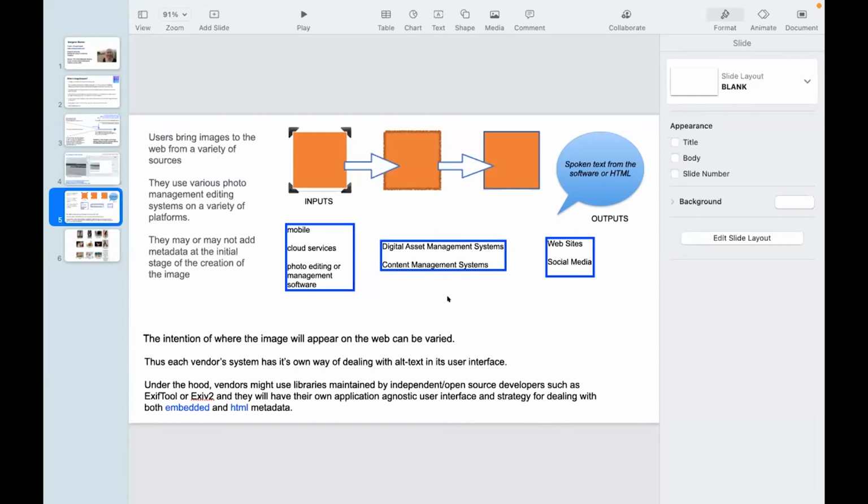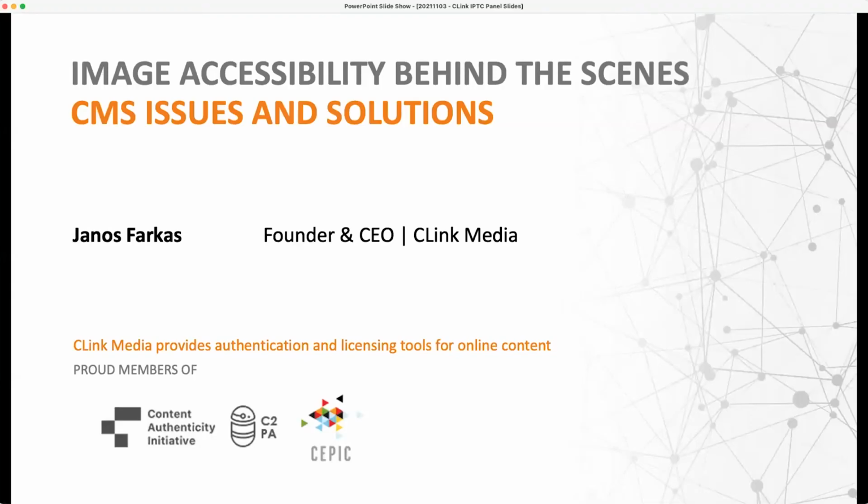Okay, if you can stop your share, Margaret, so Janos can load his slides, I'll give a brief intro. Janos Farkas is the CEO of CLink Media, Inc. In this role, he leads a team working on content authentication and licensing tools for online content. He represents his company at the Content Authenticity Initiative, the Coalition for Content Provenance and Authenticity, and at IPTC. Mr. Farkas holds a PhD and has spent most of his career in the high-tech industry. He has invented over 25 patents and authored close to 100 publications, and founded CLink Media in 2018. So take it away, Janos.